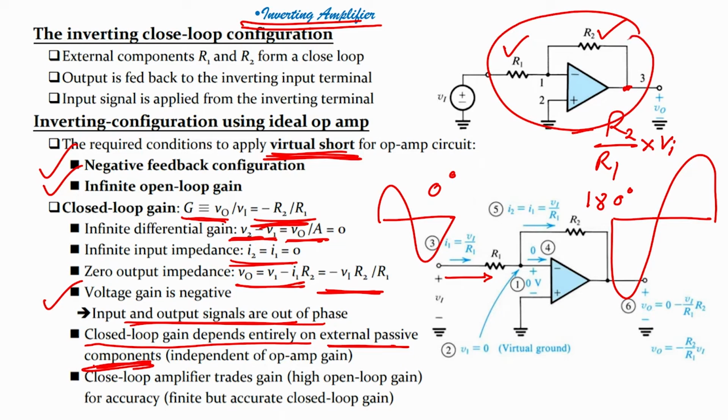And our gain, this is a closed loop. If you see this amplifier, it is in closed loop configuration. Our closed loop gain depends on the value of R2 and R1, and that is why we can say that the closed loop gain depends entirely on external passive components.